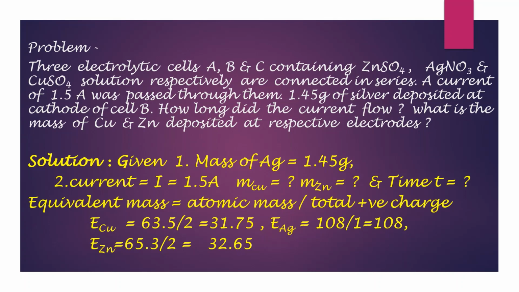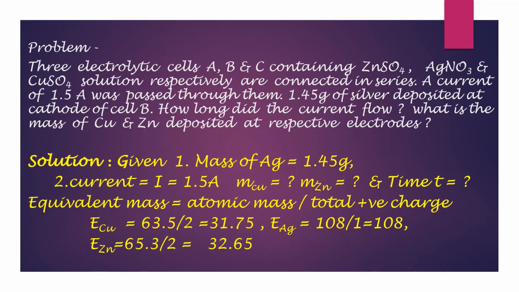So the atomic mass of copper is 63.5 unified mass, and the total positive charge of the Cu2+ ion is 2. So 63.5 divided by 2 will be 31.75. So 31.75 is the equivalent mass of copper.